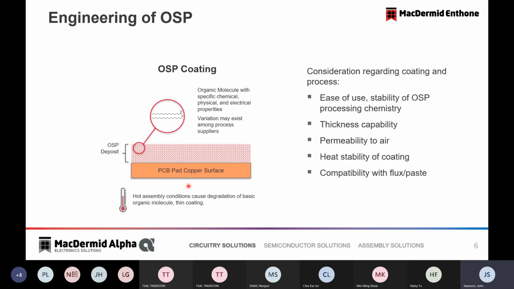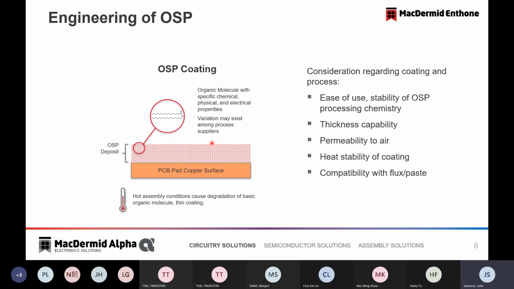So if we think a little more about some of the details of an OSP coating, these are some of the considerations when thinking about optimizing a coating. We have an organic on the surface. Not all of the OSP coatings are exactly the same. There is some difference in that organic molecule from each vendor, but as you consider that coating, we want to think about how stable the chemistry is. Is it easy to use at the PCB fabricator site? Are we able to build thickness readily? What's the permeability to air?